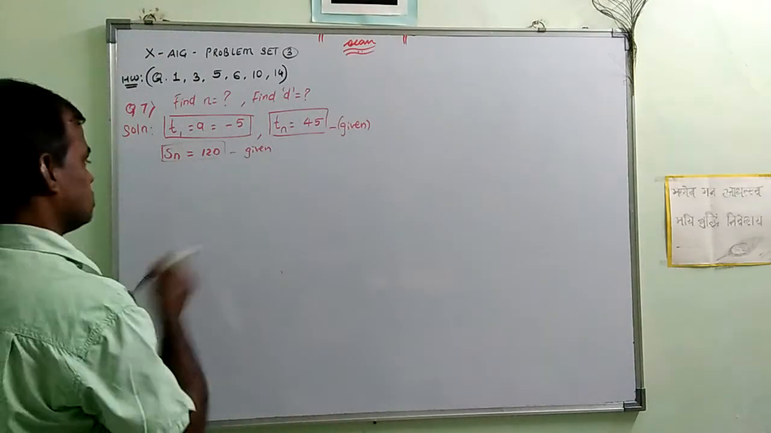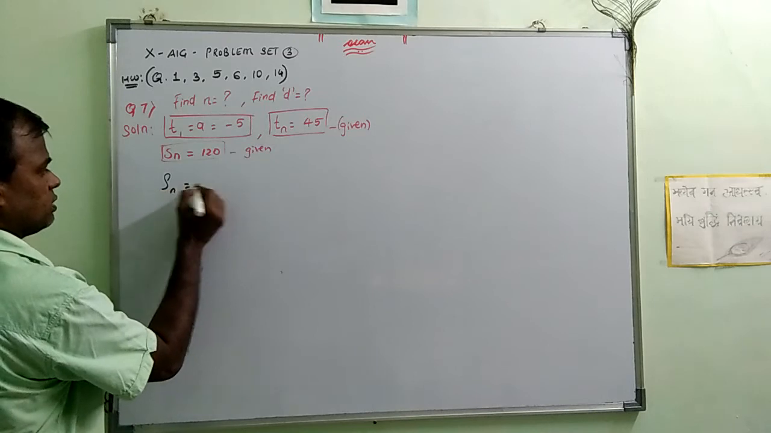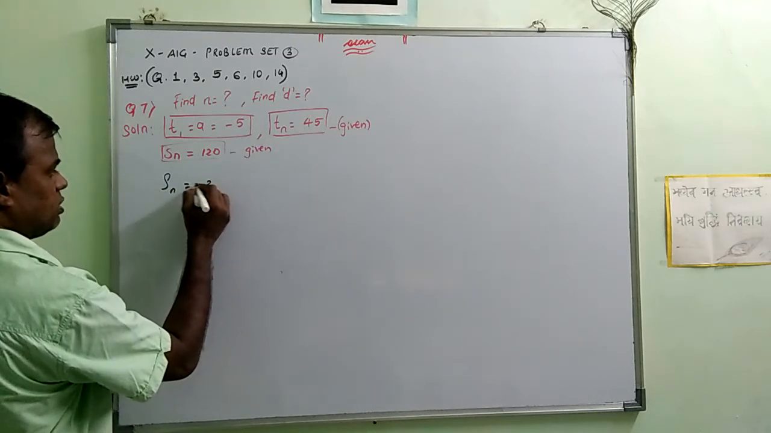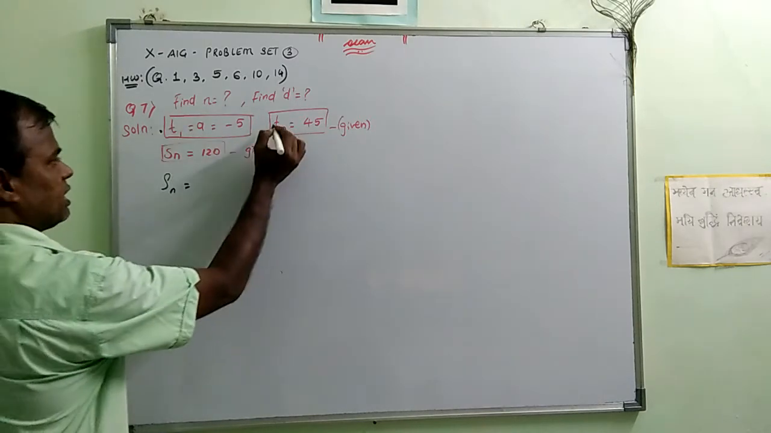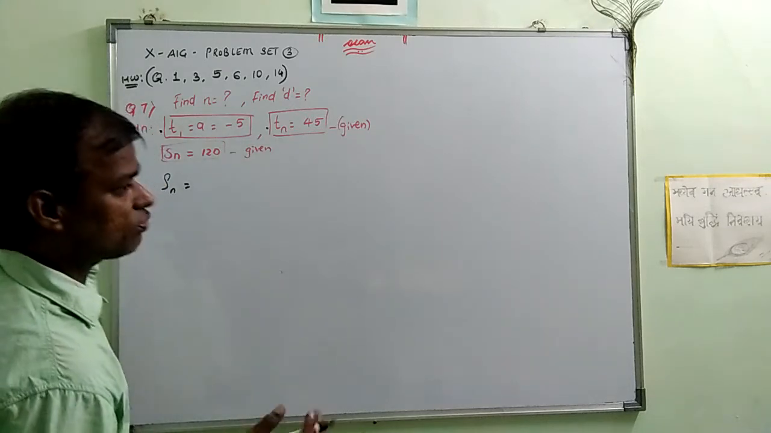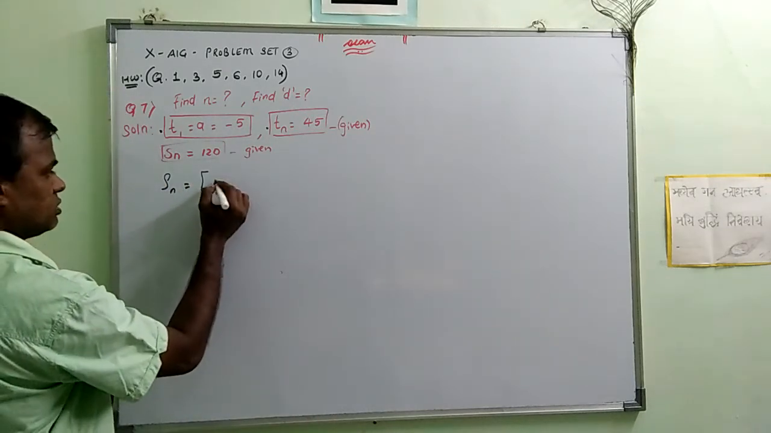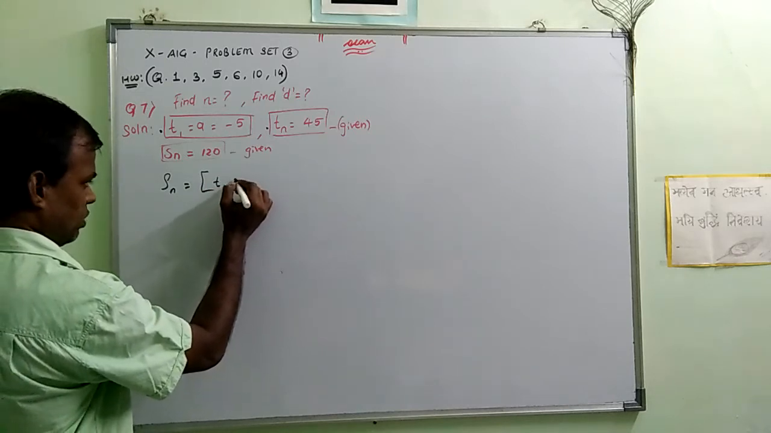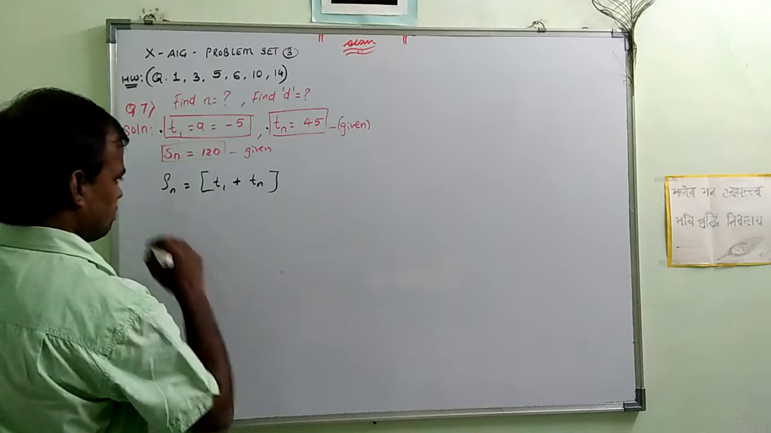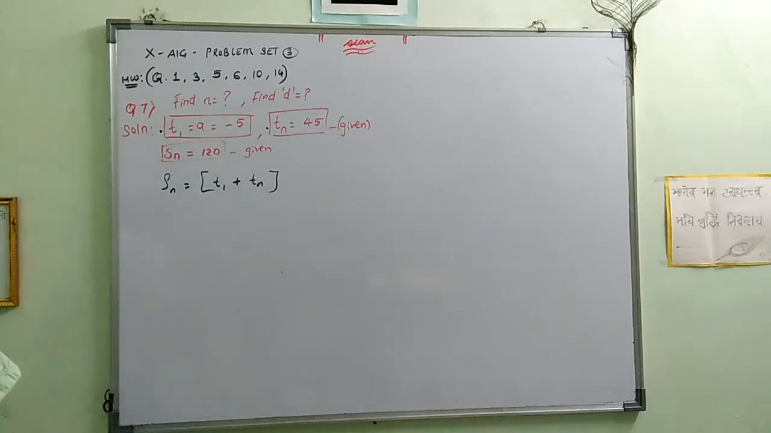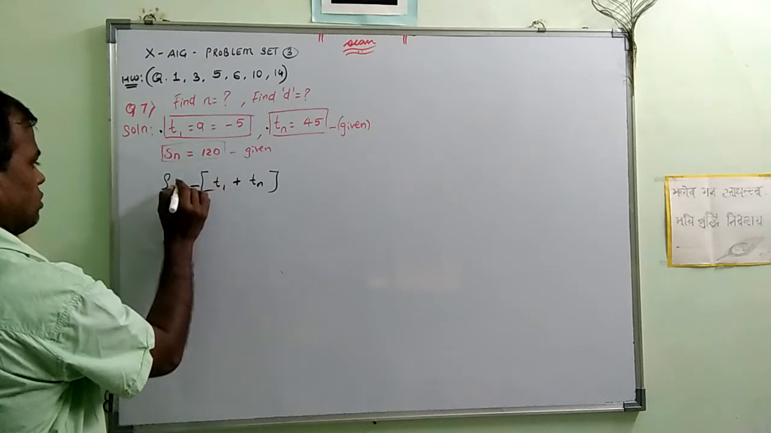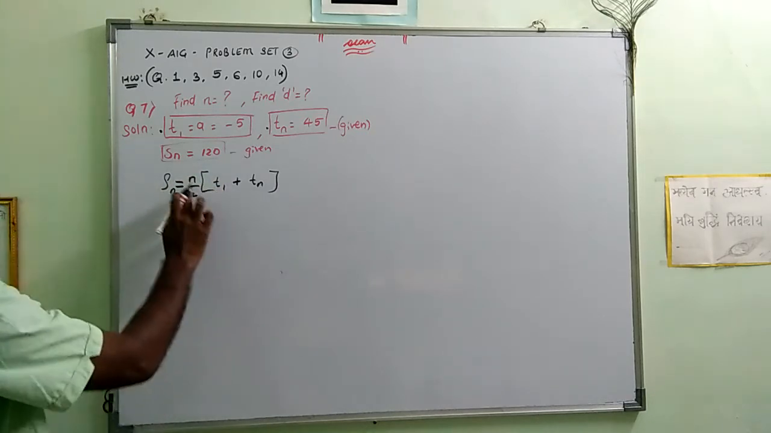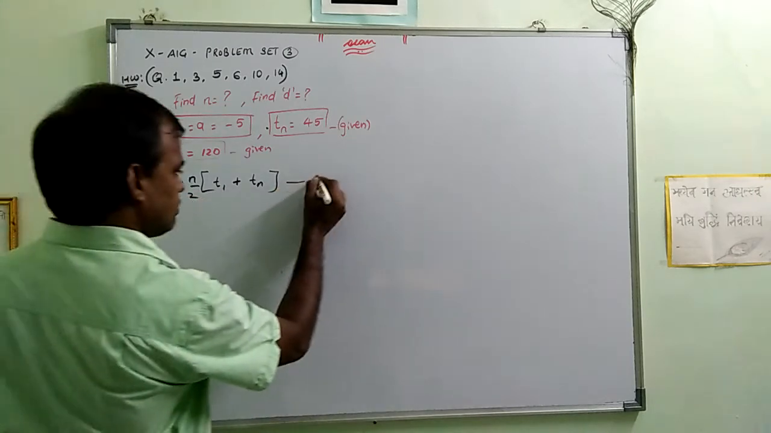Now this is given, so what we'll do, we'll use this formula n upon 2. Sorry, there is one more formula when this and this is given. First term and the last term is given. Then what we can do? S of n is equal to n upon 2 into t1 plus tn. This is the formula.